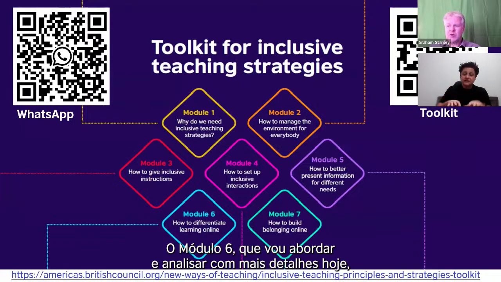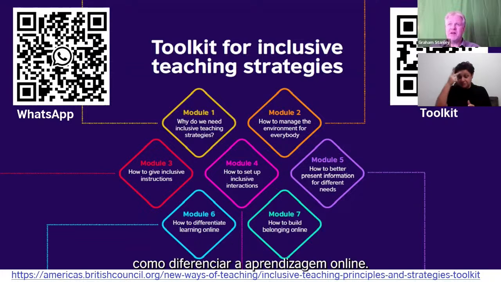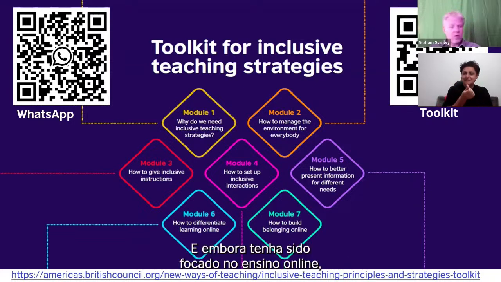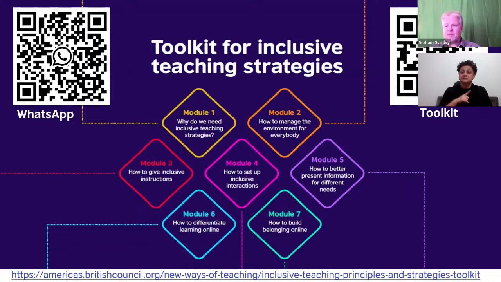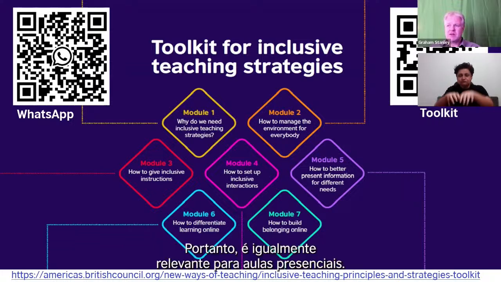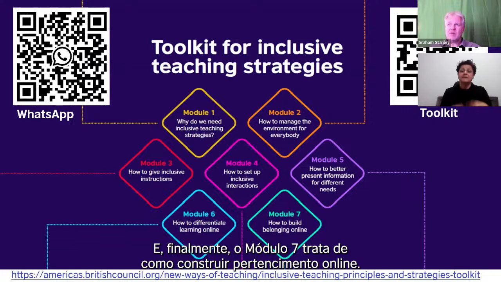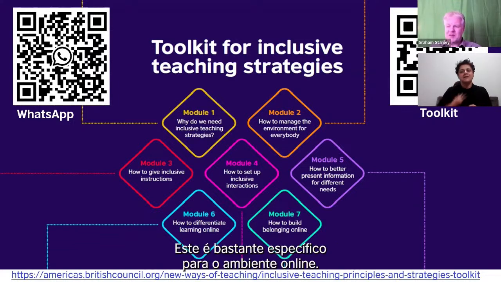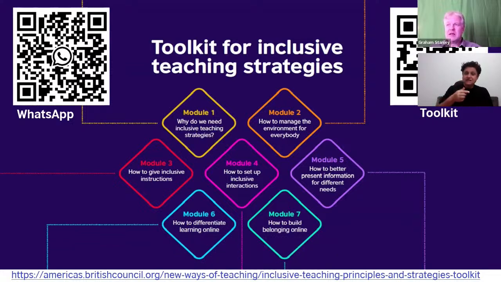Module 6, which is the one I'm going to look at in more detail today, is how to differentiate learning. Although it was focused on online, you'll see, I hope, that it talks about differentiation in general as well. So it's just as relevant for face-to-face classes. And then finally, Module 7 was how to build belonging online, and that was pretty much specific to the online environment.